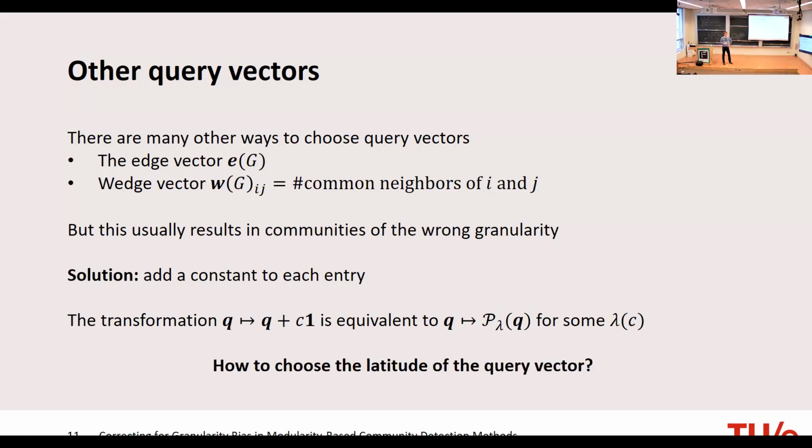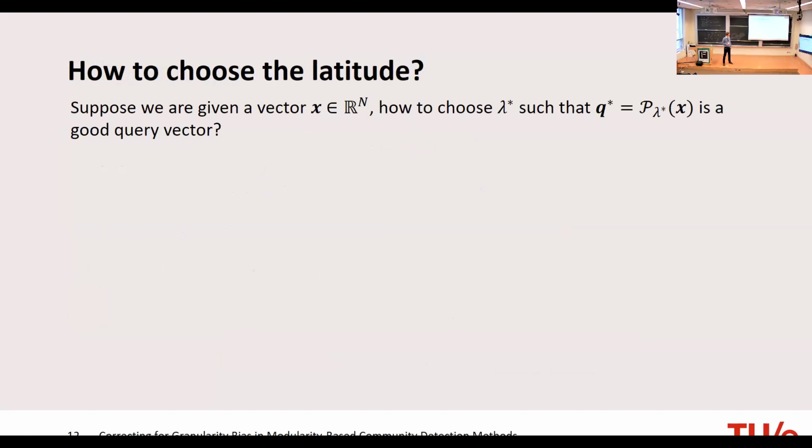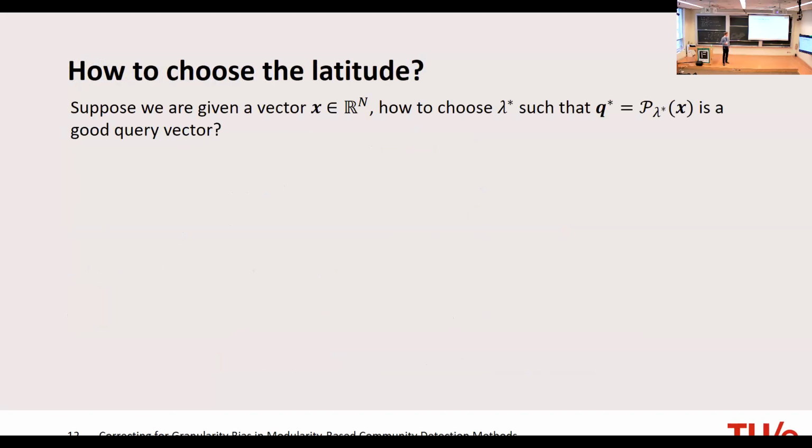So basically the problem that we are going to tackle in the rest of this presentation is how to choose this latitude for a given graph or setting. For that we will give a heuristic. First, the objective: what we want to achieve by this choice of latitude.